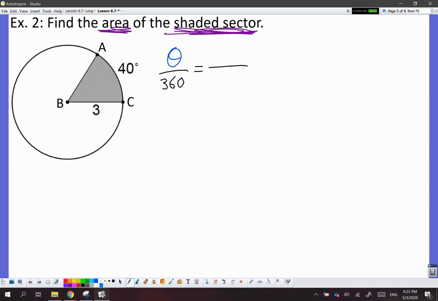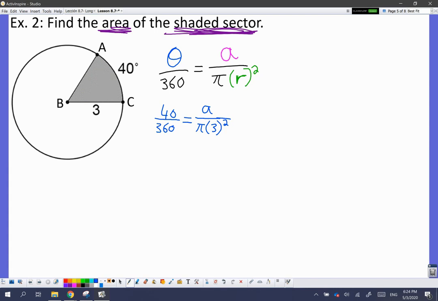And then over here on the right hand side, now we have the sector area, which we're going to label with an A. And on the bottom, we're going to have pi and then radius squared. So we already know that our arc measure in this case is 40 degrees. So we're going to have 40 over 360 equals A over pi radius squared. We know the radius is 3, so we have 3 squared.